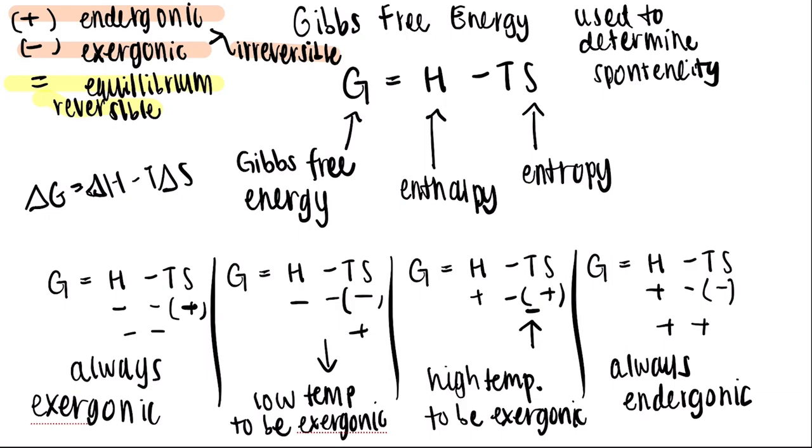And the other situation, if you have a positive enthalpy and a positive entropy, remember that a negative times a positive is negative. So you want that portion, the negative, to be higher, so you need a higher temperature for it to be exergonic. I hope this helps.